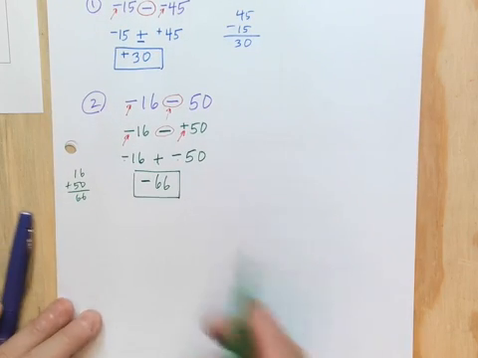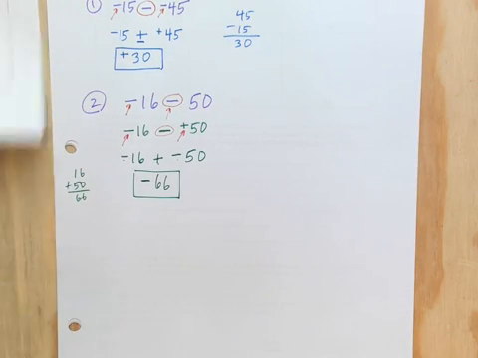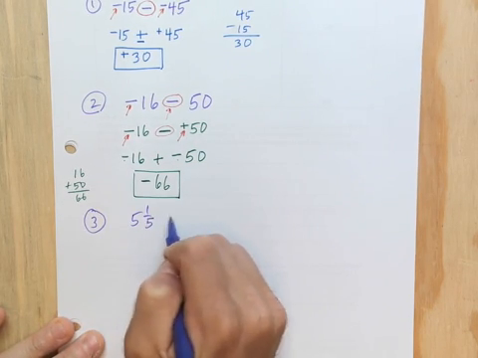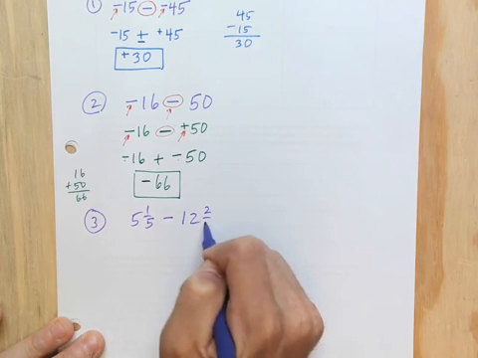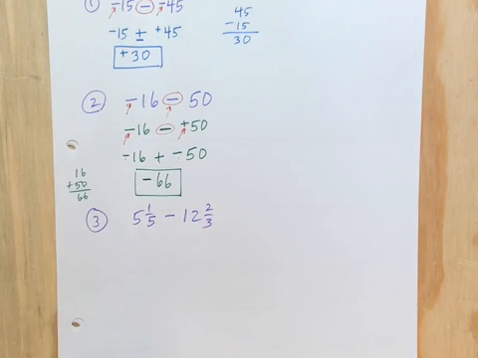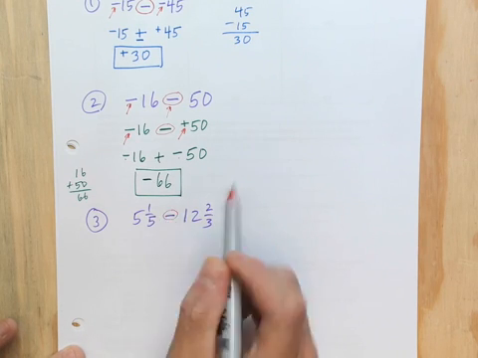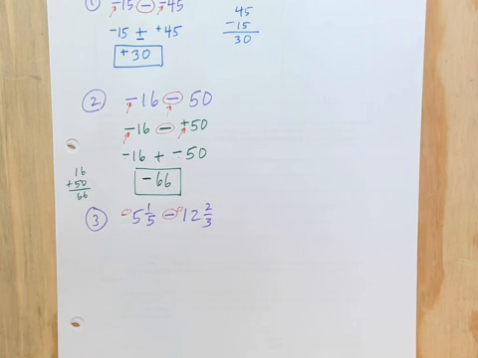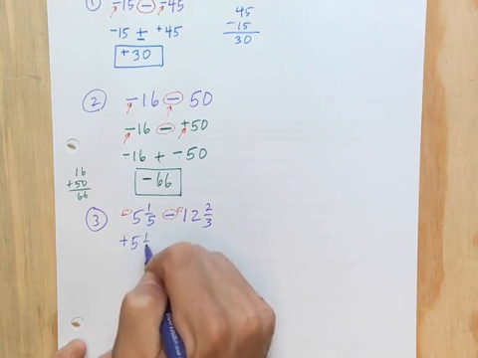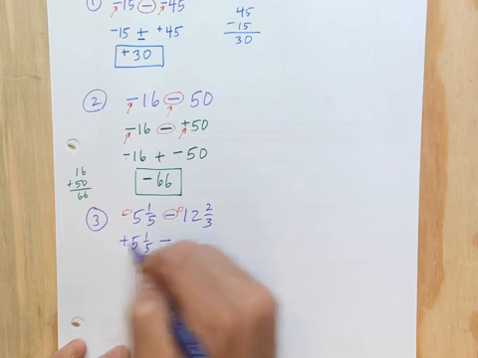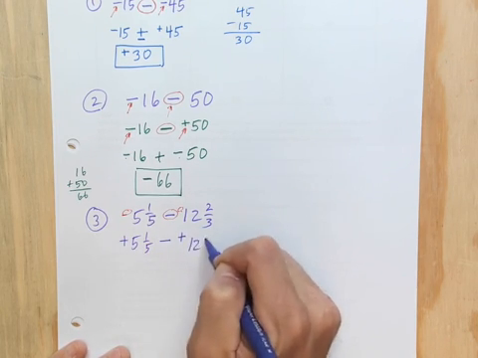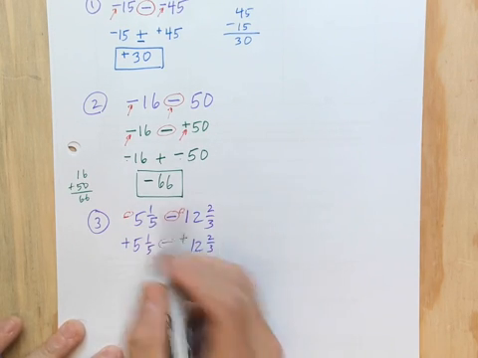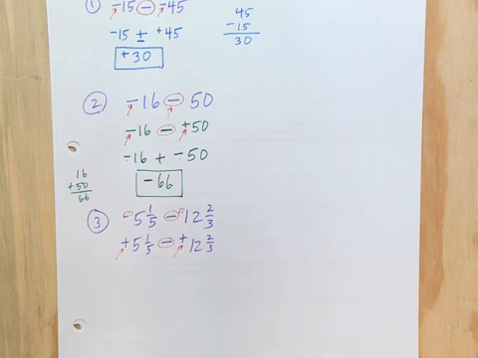I'm going to do one last example here. Example 3: 5 1/5 minus 12 2/3. I look for the signs and the operations. I see a subtraction operation, but I don't see any signs. We know when there's no signs, they're positive numbers. I'm going to rewrite this with the signs: positive 5 1/5 minus positive 12 2/3. Now I can clearly see this is a subtraction with two positive numbers.